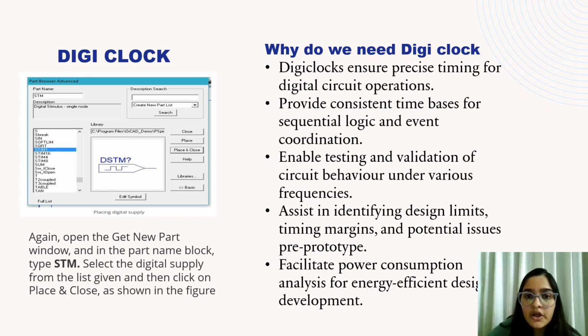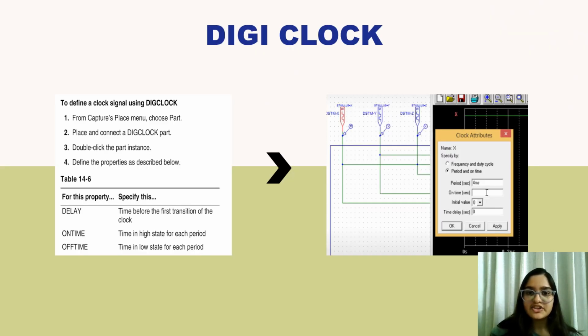Select the DigiClock from the list given and then click on Place and Close. Once the DigiClock is placed on your schematic, we can connect it to the other components in the circuit as needed. After adding the DigiClock to the circuit, we must set the on time and off time for it. We can set the on time and off time by specifying the parameters in the DigiClock properties dialog box.